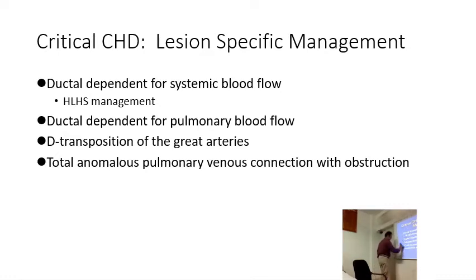This thing is clear, because of the diagram. So we have duct dependent systemic circulation, and now D-transposition of the great arteries. Also there is D meaning dextro, and they might have the L, but we also call it congenitally corrected transposition of great arteries.